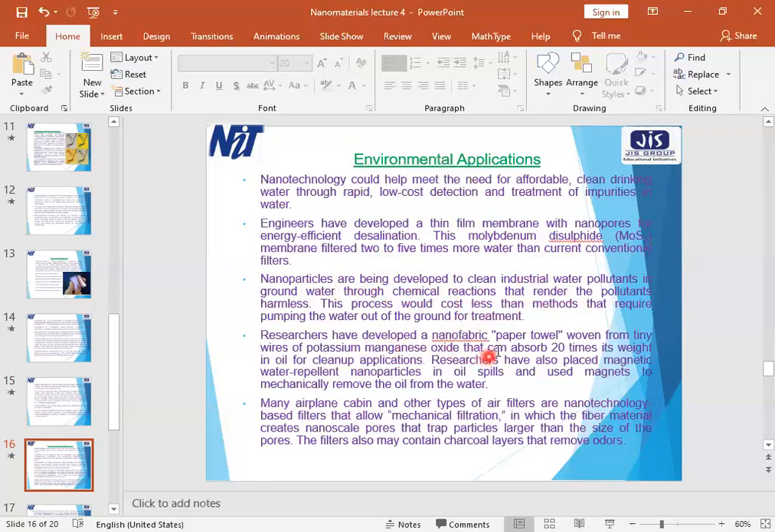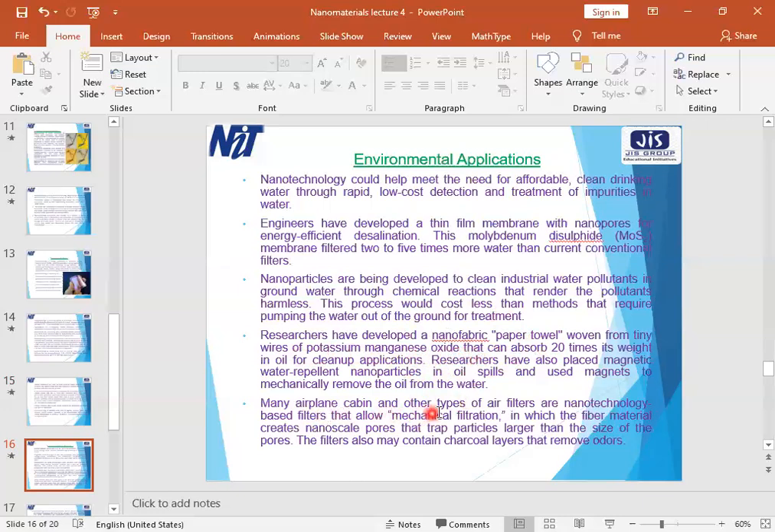Researchers have developed a nano fabric paper towel. You see, a paper towel, a fabric which is made with the nanomaterial, woven from teeny wires of potassium manganese. That means nanowires are used to weave this nanofiber or paper towel. Nanowires of potassium manganese oxide can absorb 20 times their weight in oil for cleanup applications. So where there is oil, that can be cleaned up with the help of a paper towel which is made of nanowires of potassium manganese oxide.